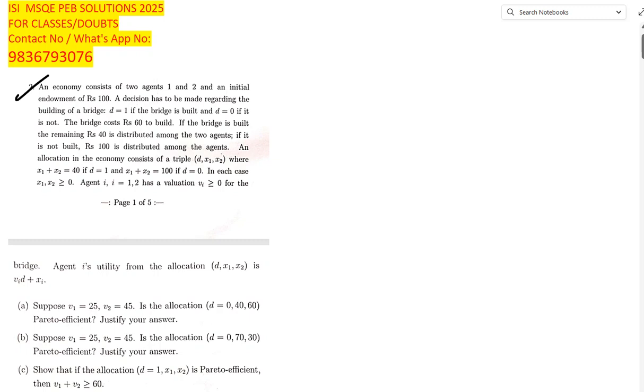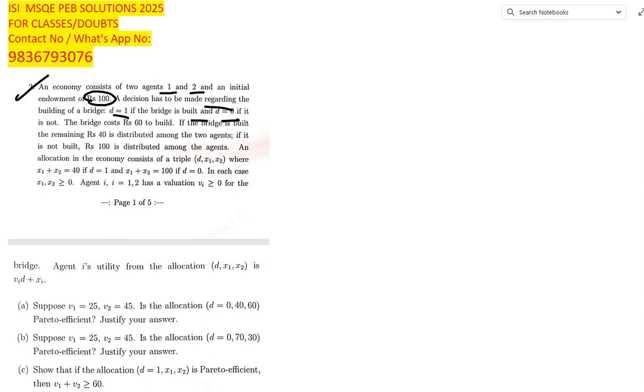We are given an economy consisting of two agents, 1 and 2, with an initial endowment of rupees 100. A decision has to be made regarding the building of a bridge. D is equal to 1 if the bridge is built and D is 0 if it is not. The bridge cost is 60.